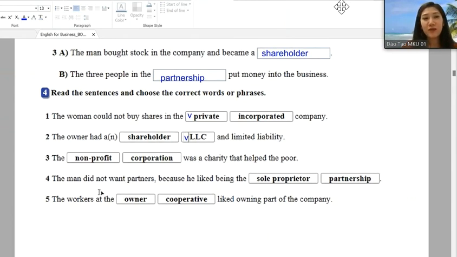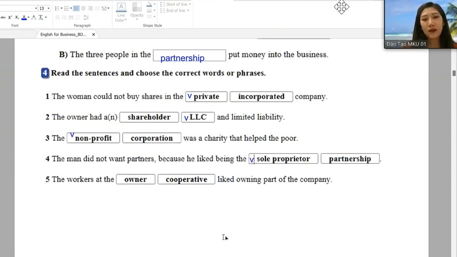So we move to number three, the non-profit or corporation was a charity that helps the poor. Non-profit, that's right. And number four, the man did not want partners because he liked being the sole proprietor. Very good, sole proprietor. And number five, the workers at the owner cooperative like owning part of the company. Cooperative. Yes. That's right.